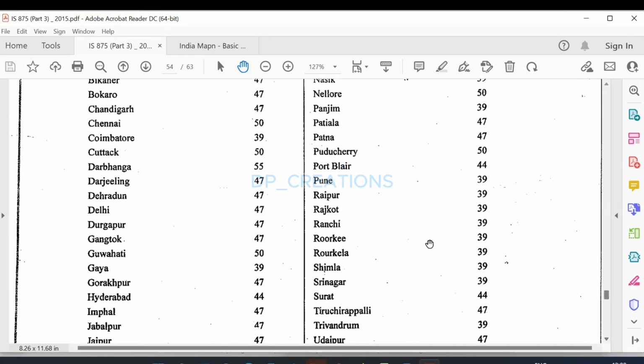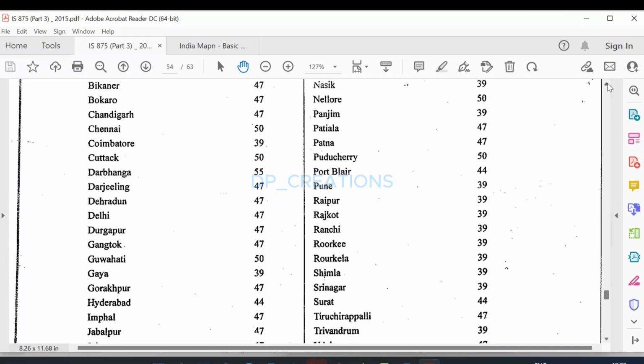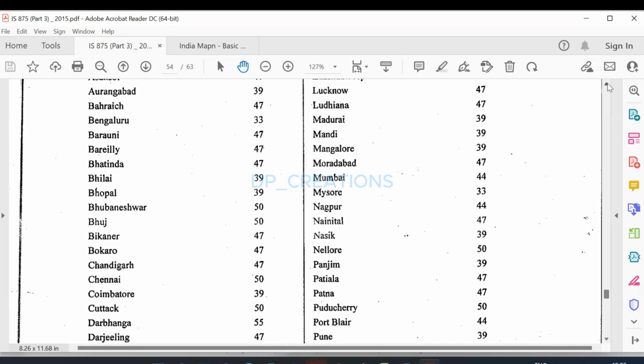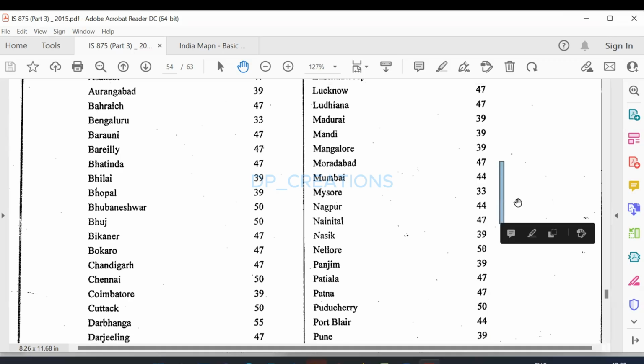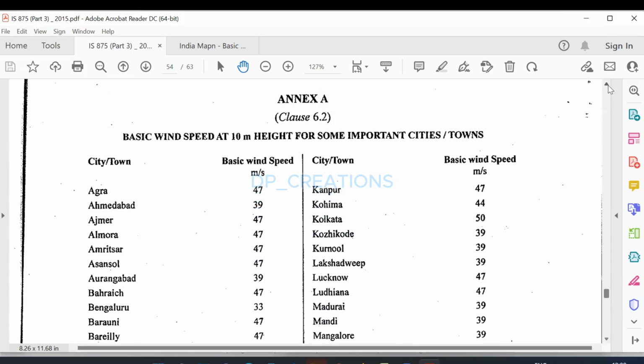Then the entire coastal region, Guwahati, all these are coming under 50. See Cuttack, Bhubaneswar, then your Chennai, Vijayawada, Visakhapatnam, Berhampur, all the eastern coastal areas, Chennai also comes under 50. Even Bhuj. So this is the first step of your wind load calculations. If you are residing at important cities, you have to find the basic wind speed from this annexed array.